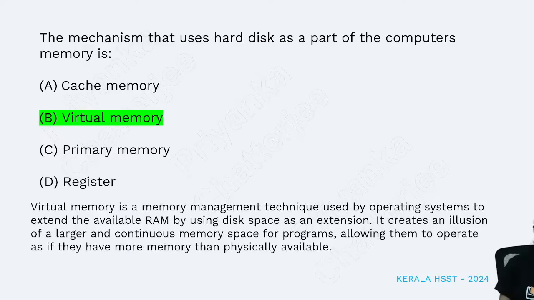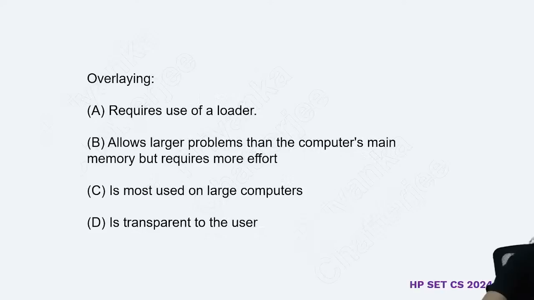Virtual memory is the memory management technique used by the operating system to extend the available RAM by using disk space as an extension. It creates an illusion. It is a technique; there is no physical existence of virtual memory. It creates an illusion of a large continuous memory space for programs, allowing them to operate as if there is more space than is physically available. Most of the time questions are coming from this virtual memory concept. Now can you tell me what is this?